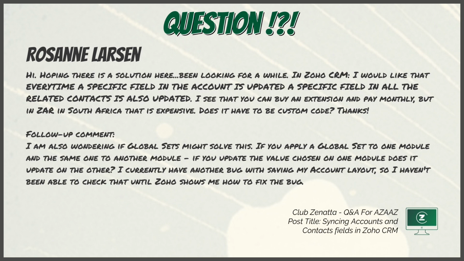I see you can buy an extension and pay monthly, but here in South Africa, that is expensive. Does it have to be custom code? Thanks. With a follow-up comment, I'm also wondering if global sets might solve this. If you apply a global set to one module and the same one to another module, if you update the value chosen on one module, does it update on the other? I currently have another bug with saving my account layout, so I haven't been able to check that until Zoho shows me how to fix that bug.